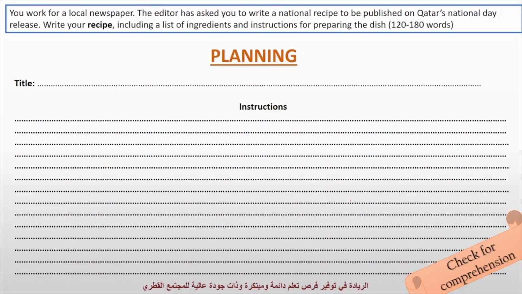Okay? Now that you have learned how to write an instructional text, let us practice by working on this prompt. You work for a local newspaper. The editor has asked you to write a national recipe to be published on Qatar's National Day release. Write your recipe, including a list of ingredients and instructions for preparing the dish. Here's an example of the plan. See, you're going to add a title here, and then you're going to write the instructions. I'll give you 1 second to brainstorm ideas, and then I'll show you my own.